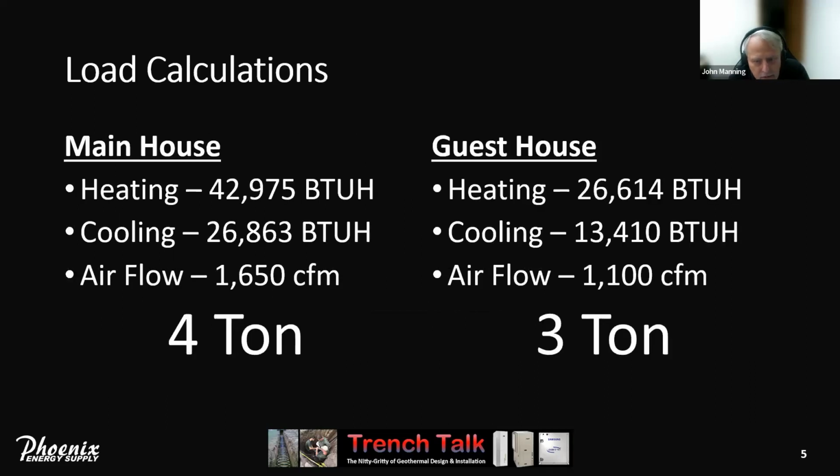The load calculations we did on the two buildings: they're modest buildings, well built. So the main house would be a 4-ton and would need roughly 1,600 CFM if we went with a forced air solution. The guest house is a little smaller and would require a 3-ton solution.